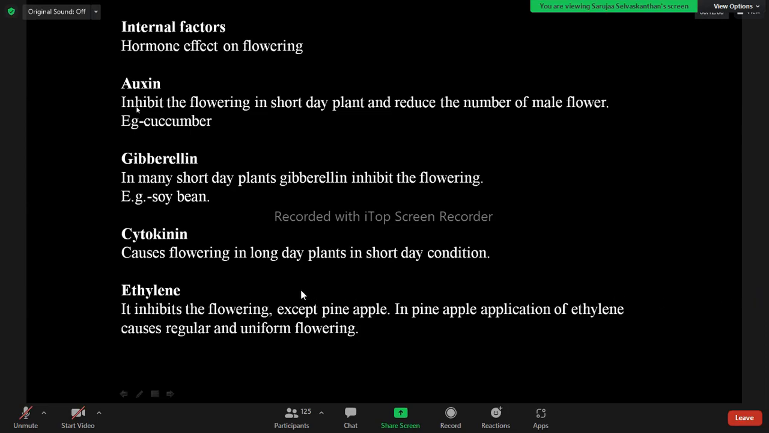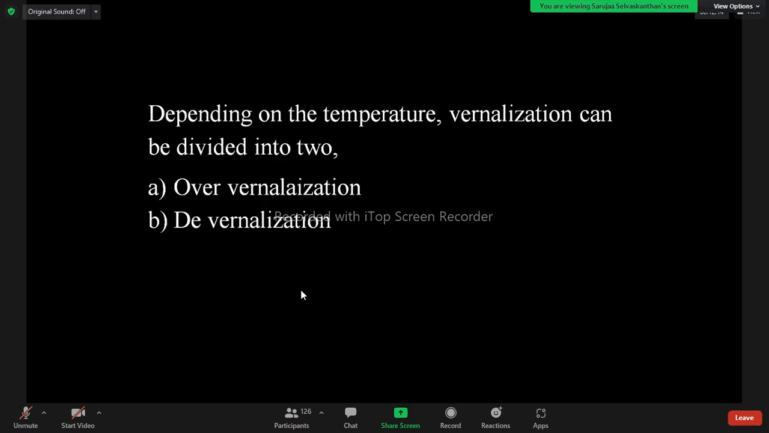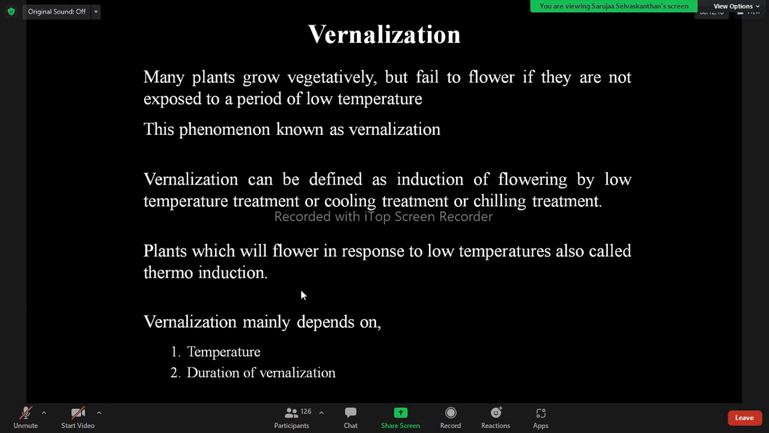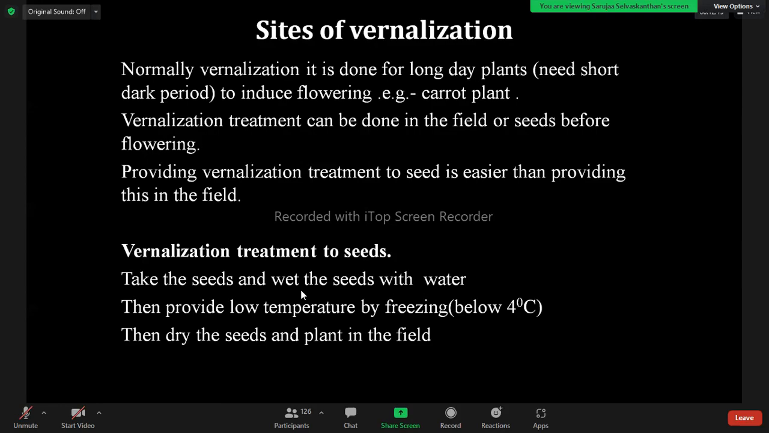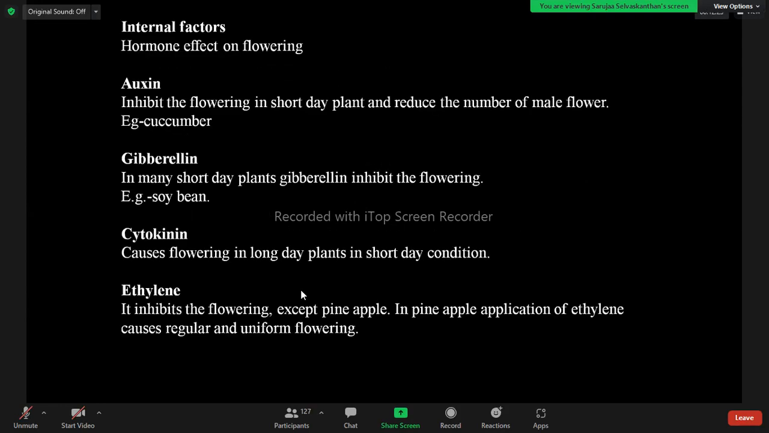Internal factors, right? Do I need to repeat it again? Because these things we already studied last time. We started with vernalization, and today we are going to study the internal factors. What are the main internal factors? Mainly the hormones, plant growth regulators, which affect flowering: auxin, gibberellin, cytokinin, ethylene.